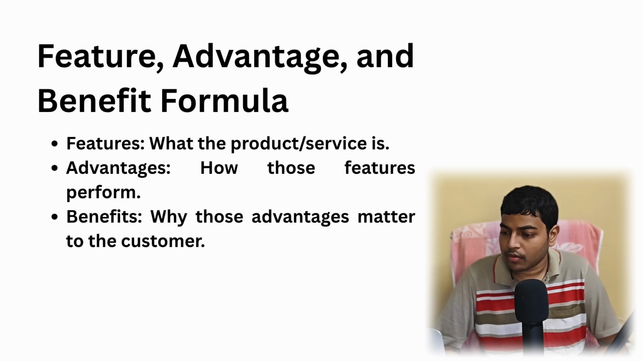Use the FAB, or feature advantage benefit, formula. This framework will help you structure your copy. Features: what the product or service is. Advantage: how these features perform. Benefit: why those advantages matter to the customer.